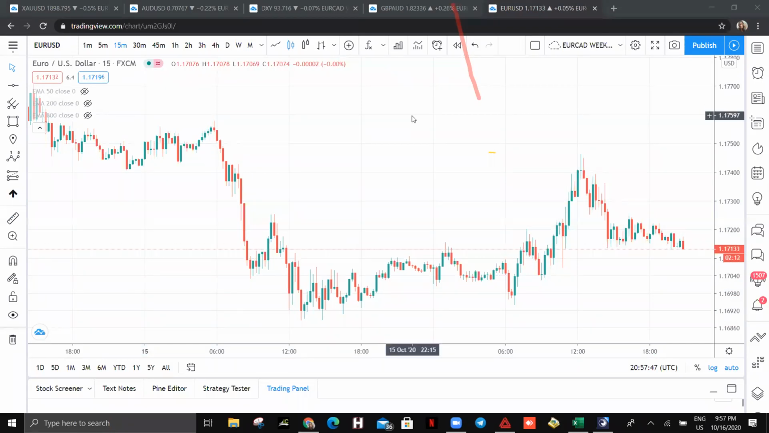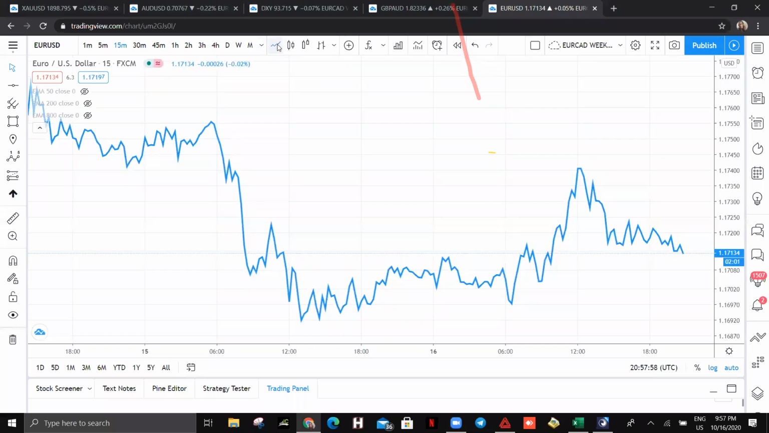All right, so now let's go to how to identify support and resistance. I'm going to start with 15 minutes, then I'll go to a higher time frame.